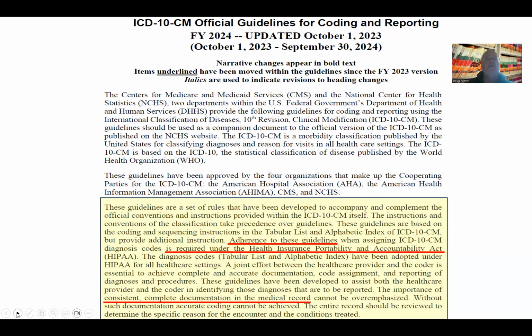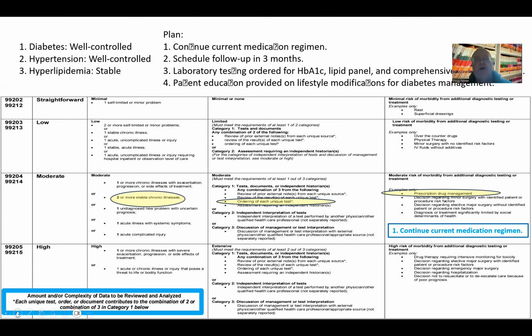So how did we get to a 99214 on that office visit code? We had diabetes, hypertension, hyperlipidemia, all monitored. So they're sufficiently documented, not just listing a diagnosis code. And so we have 2 or more stable chronic illnesses, right? So we're at moderate for number and complexity of problems.